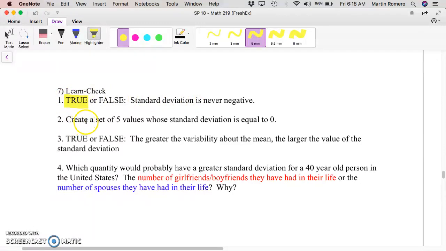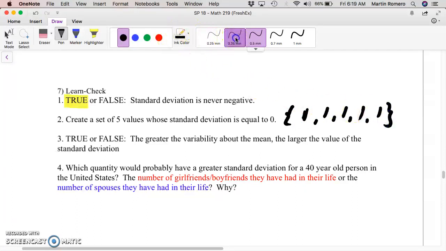Another question about checking for your understanding is: create a set of values whose standard deviation is equal to 0. So really that question is asking, when would the standard deviation be equal to 0? And so here's a set of numbers. Let's see, I'll make them here. Here's a set of 5 numbers whose standard deviation is equal to 0. Why is that? It's because all the values are the same. If they are the same, then they are all the same distance from the average. So the average for this set of values is 1. How far are all these values? They are 0 away. They are 1. So the standard deviation would be equal to 0.